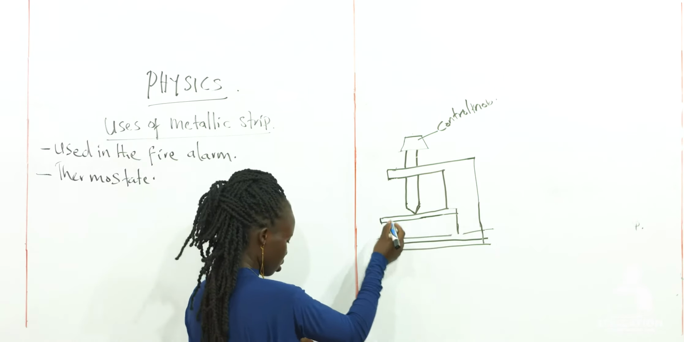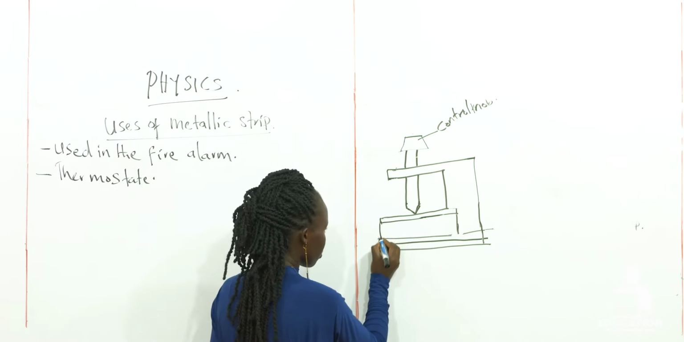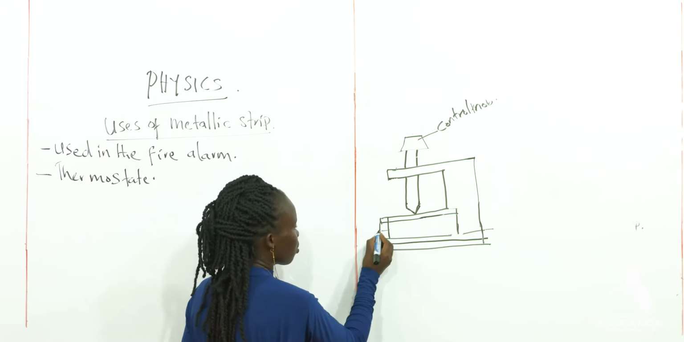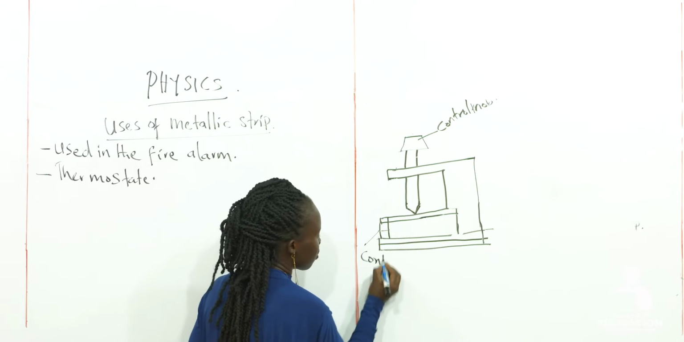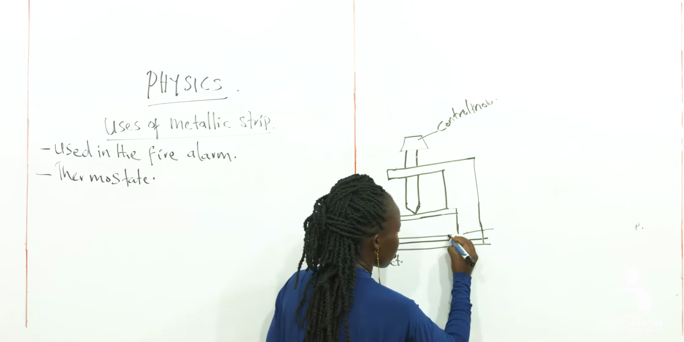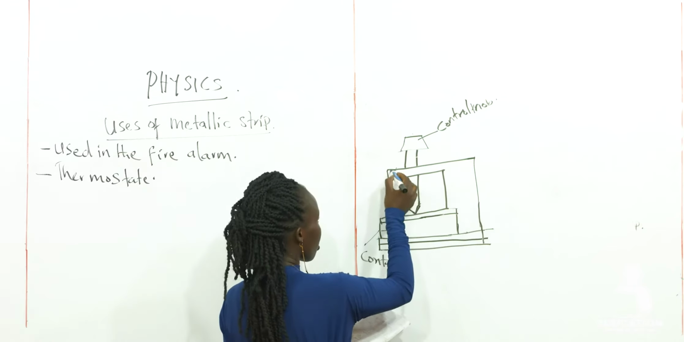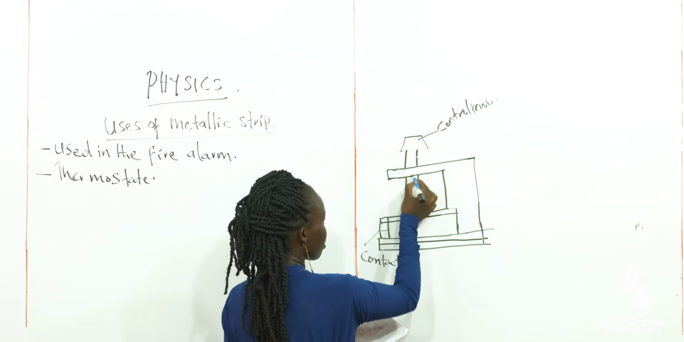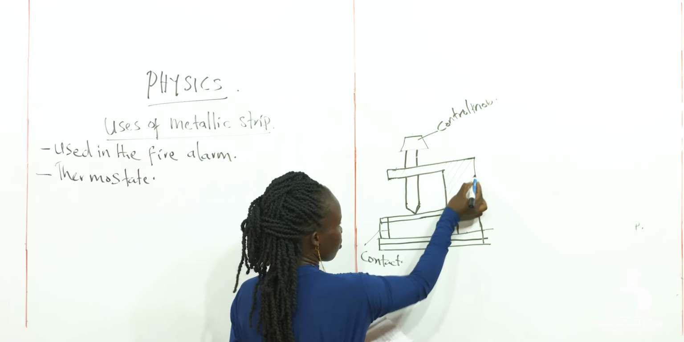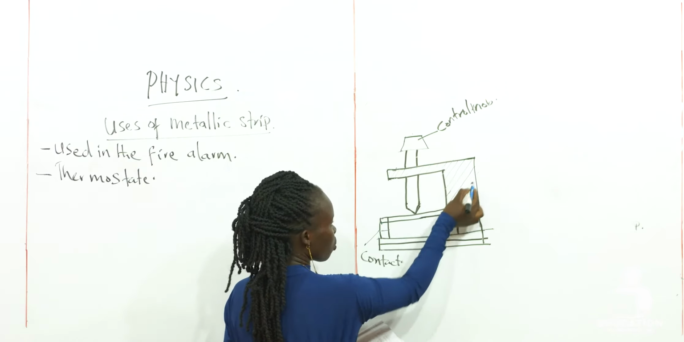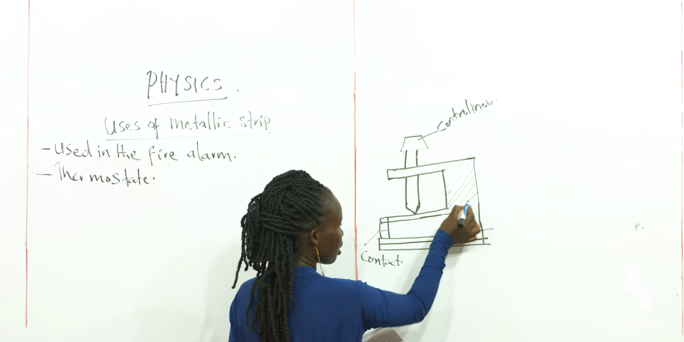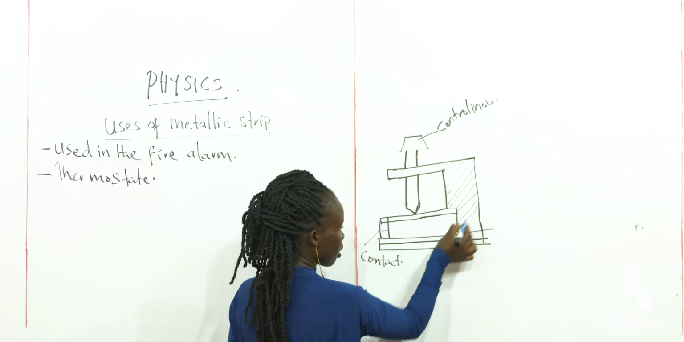So there is a contact here. This one is our contact point. So we have the whole of this as the insulator. With an insulator, we know that it's something that conducts heat poorly.